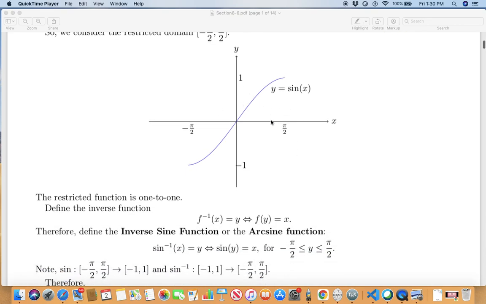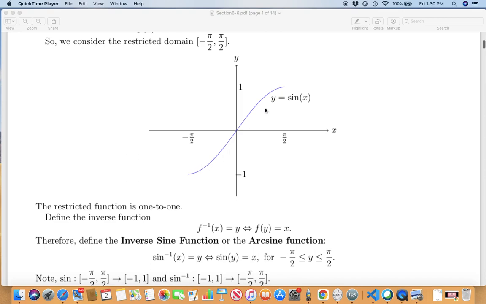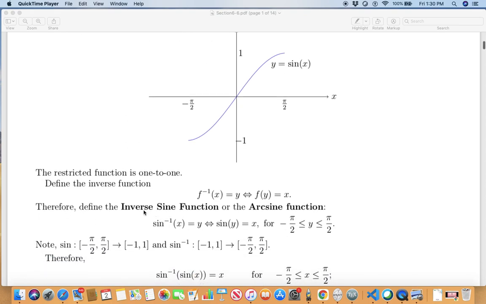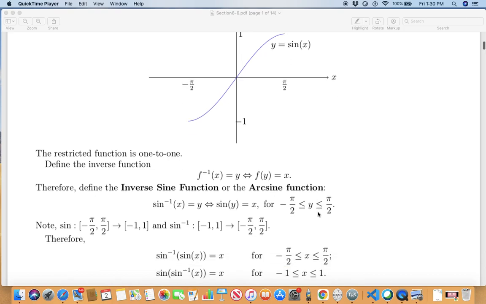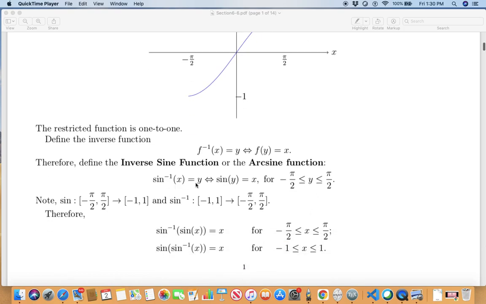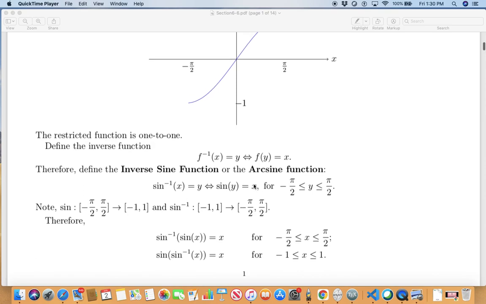So since this restricted function is one-to-one, you can define its inverse function. Recall f inverse of x is y if and only if f(y) is x. So we define the inverse sine function, also called the arc sine function. Sine inverse of x is y if and only if sine of y is x.